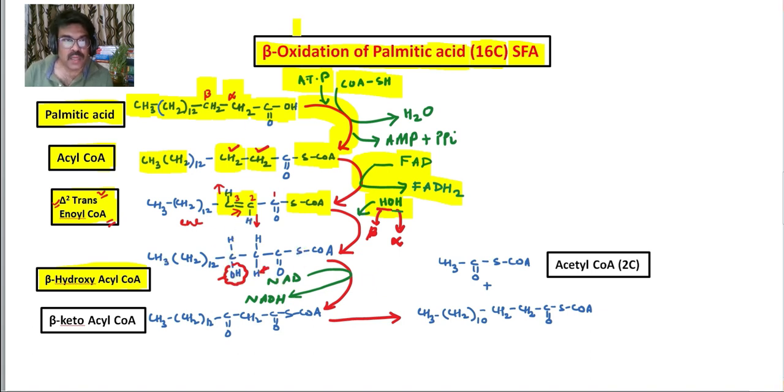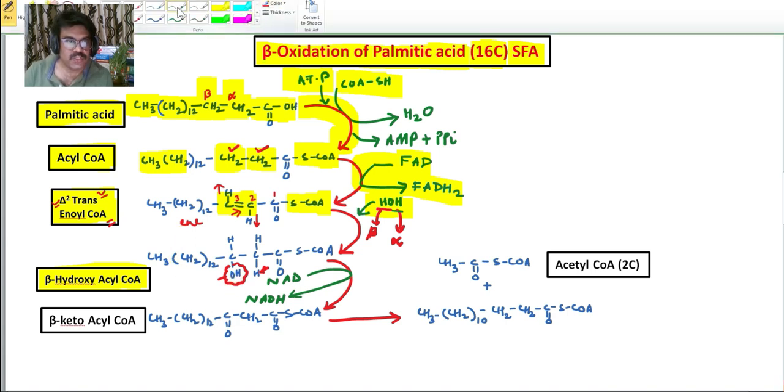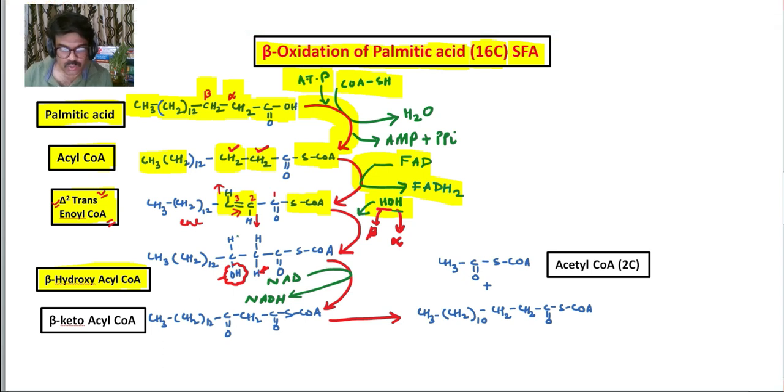Now we have seen the OH group has come here. So the objective is to bring a ketone group. If we remove this hydrogen and this hydrogen, then we will have C double bond O. So in the next reaction, NAD converts into NADH.